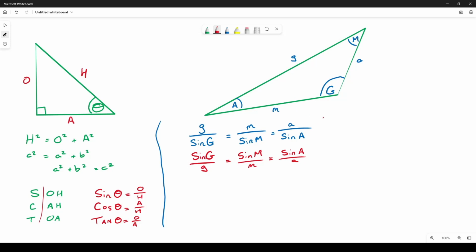If they ask you for one of the sides, as in one of the small letters, it's easier to use the blue one at the top, because then all the letters that you're looking for are automatically placed on the top of the fractions, whereas if they're asking you for an angle, it's easier to use the red one, because again then the one you're looking for is automatically on top even before you start. So that's the sine rule, or sin rule, again whatever you want to pronounce it as, that's fine.